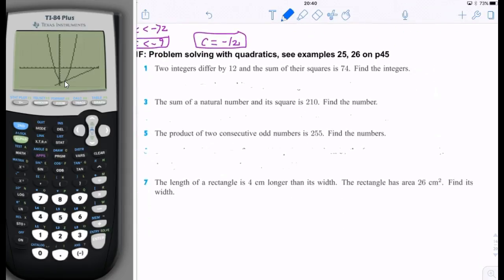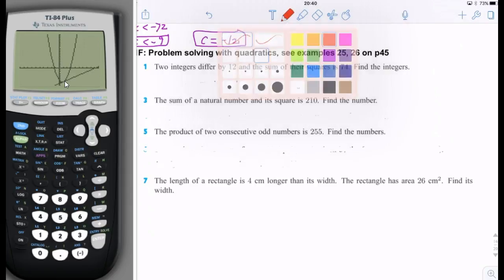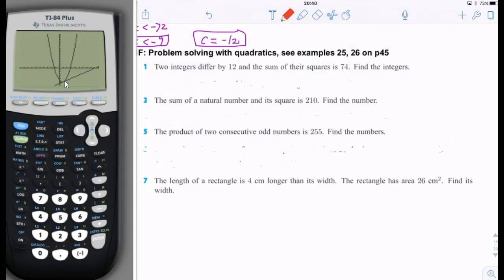Now we'll go on to 1F. Problem solving with quadratics. Okay, they give us a few examples in the book, which are good to read if you have a chance. They're giving us word problems here. So they want us to find numbers that have certain characteristics. So for number 1, for example, they want us to find two integers that differ by 12 and the sum of their squares is 74.